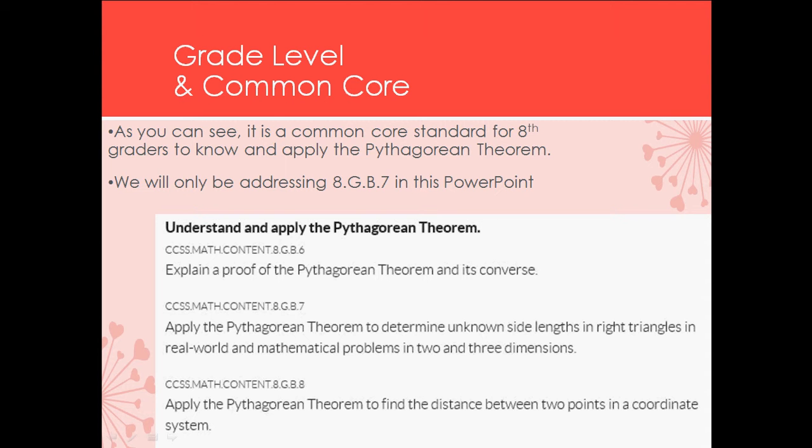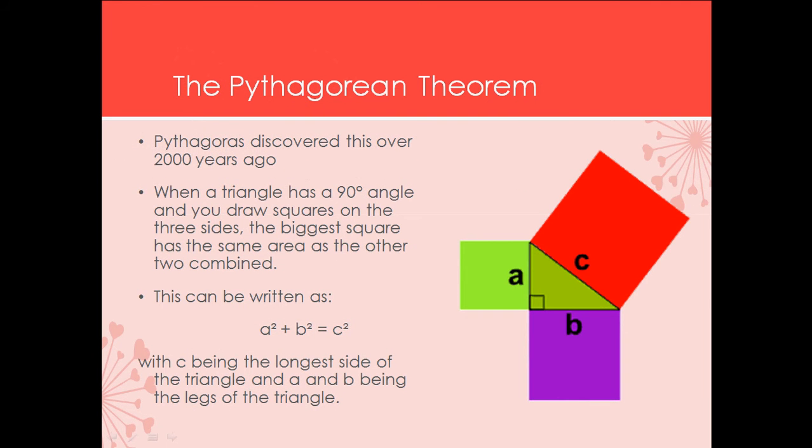2 and 3 dimensions. The Pythagorean theorem was discovered over 2,000 years ago by Pythagoras, and it was named after him. It is when a triangle has a 90-degree angle and you draw squares on the 3 sides of the triangle. The biggest square has the same area as the other 2 squares combined. This is written as a squared plus b squared equals c squared, with c being the longest side of the triangle and a and b being the legs of the triangle.